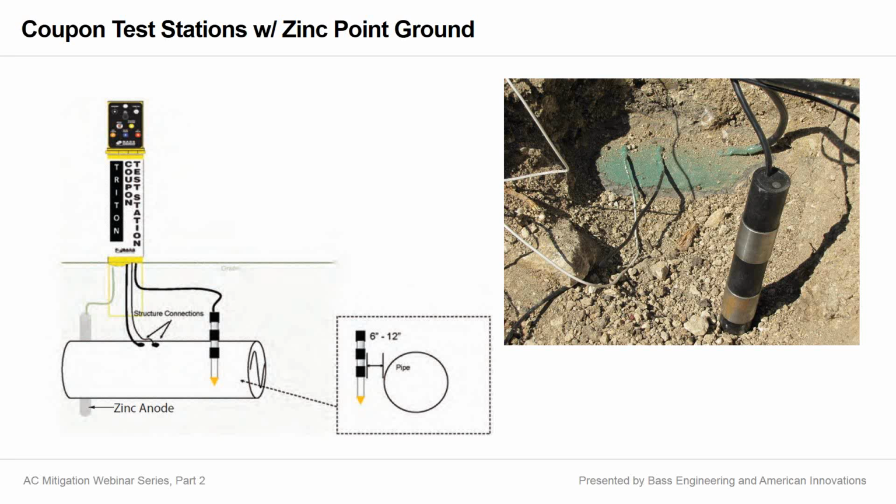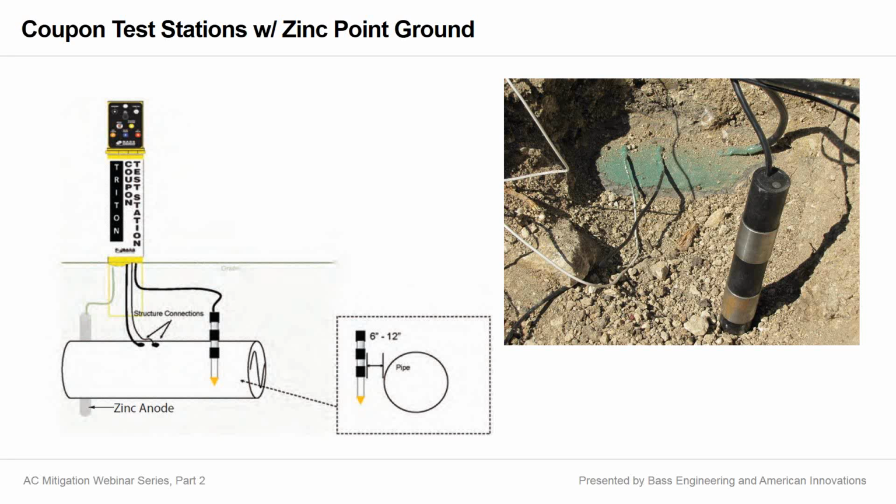So the photograph that you see there on the right, that is a live Triton coupon test station in the wild. You can see the reference cell part of that coupon is buried. You're seeing the two 100 square centimeter coupons, and then at the very top of that device, you're seeing the 1 square centimeter AC coupon. The faceplate on that coupon is designed so that the testing can be done from the surface.